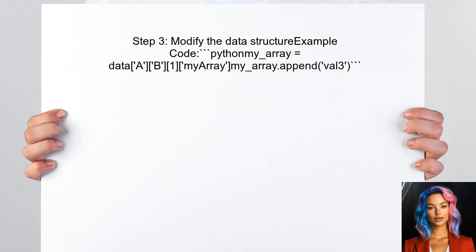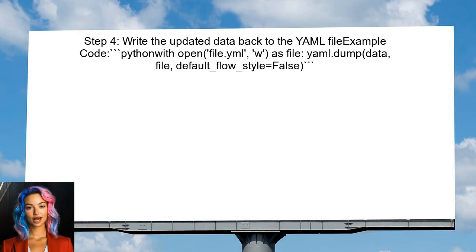Now, the user should locate the section of the data structure where they want to add the new value. In this case, they need to find the myArray key and append val3 to it, while keeping the existing Jinja syntax intact. After modifying the data, the user must write the updated data back to the YAML file. This is done using PyYAML's dump function, ensuring that the original formatting is preserved.